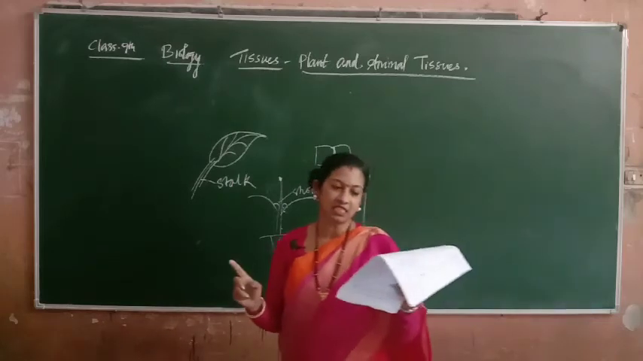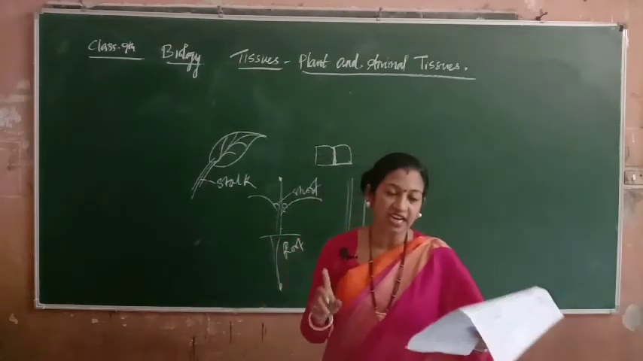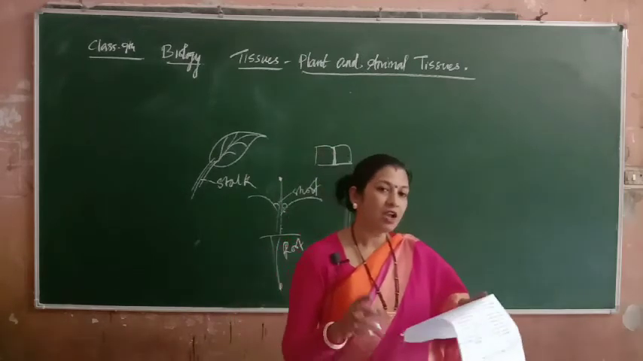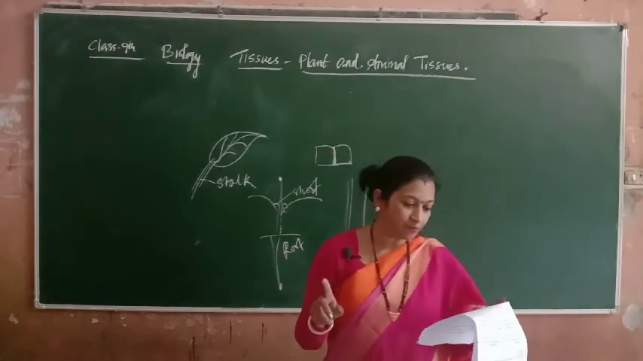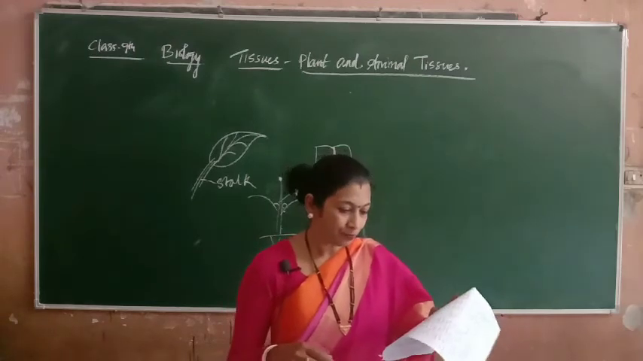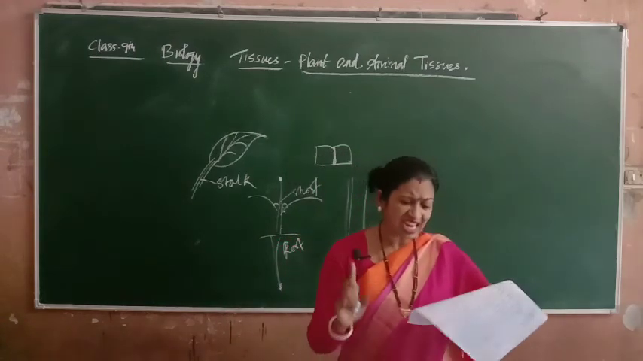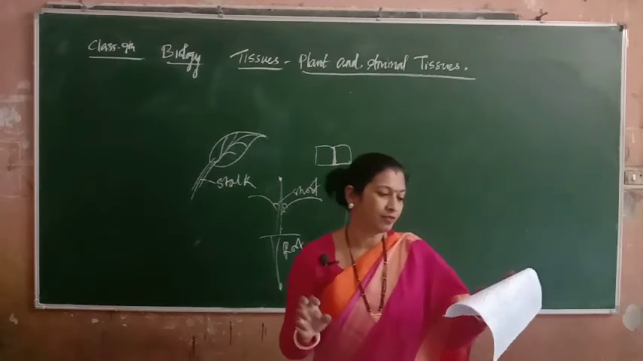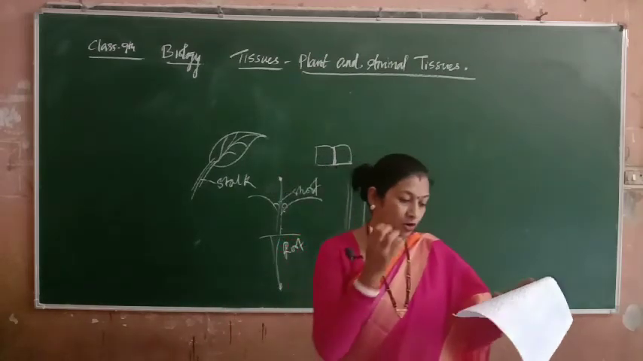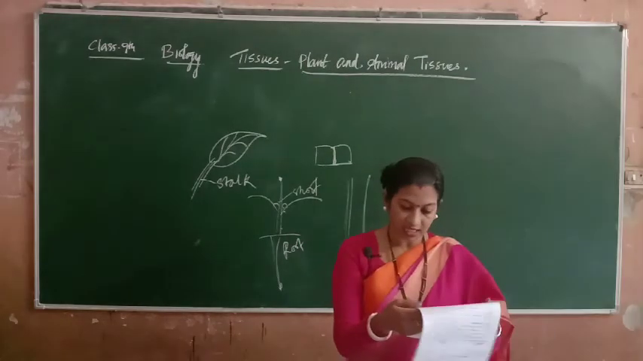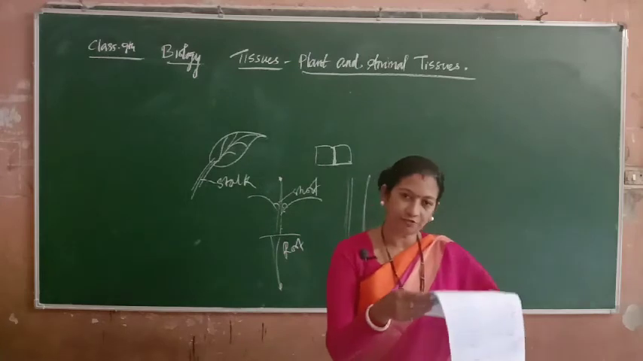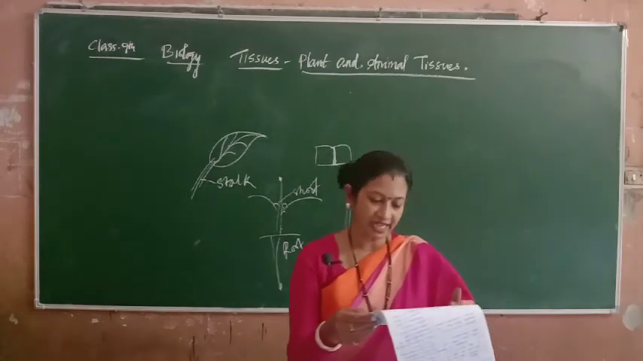Now, xylem vessels are hard, thick and lignified. Lignified means their cell walls are made up of lignin, and they are elongated cells. They help in transporting water. And xylem parenchyma consists of living parenchymatous cells and it helps in the storage of food and conduction of water and mineral salts. Phloem parenchyma helps in the storage of starch, fats and other food materials.